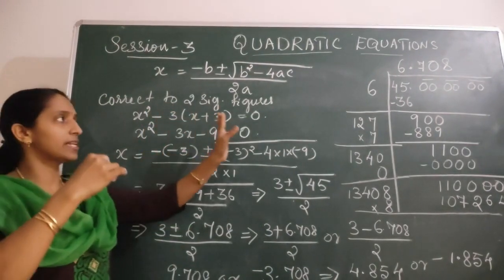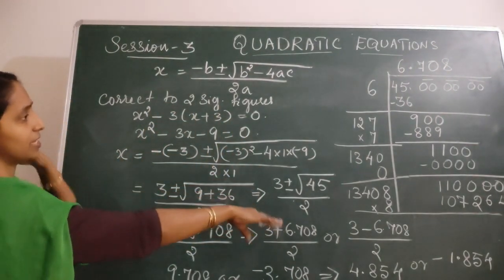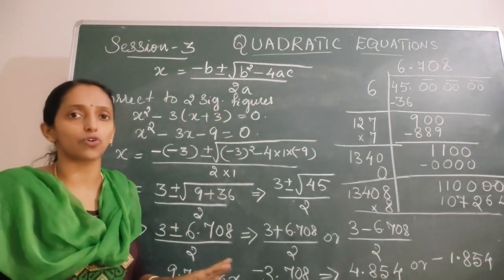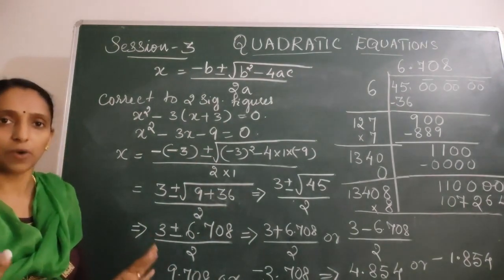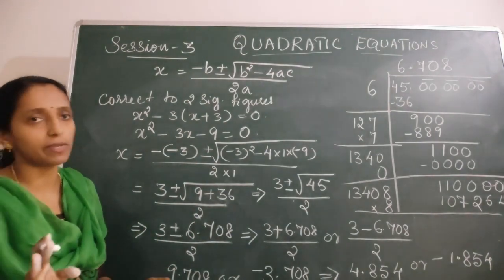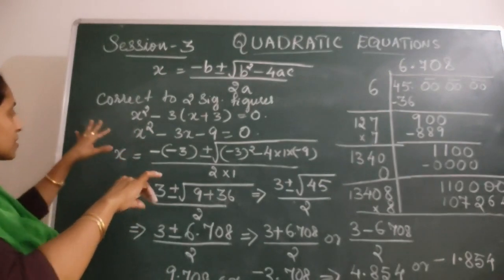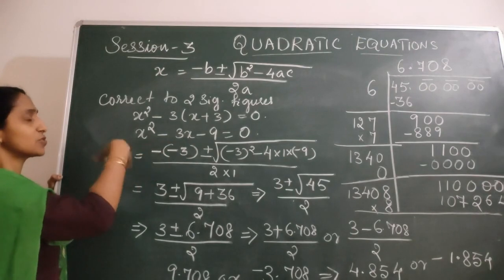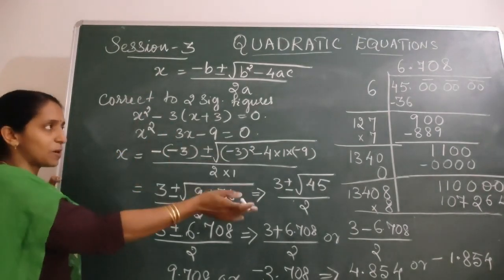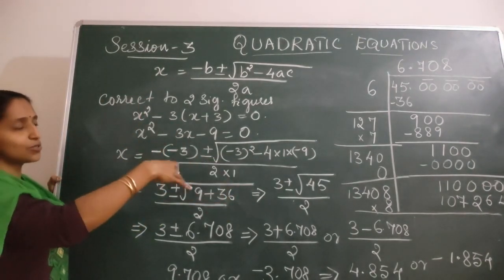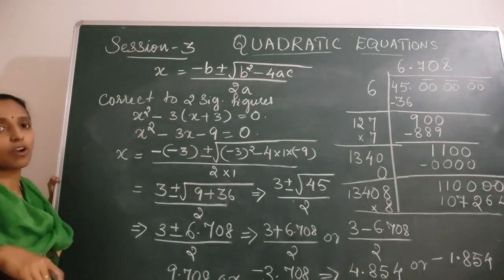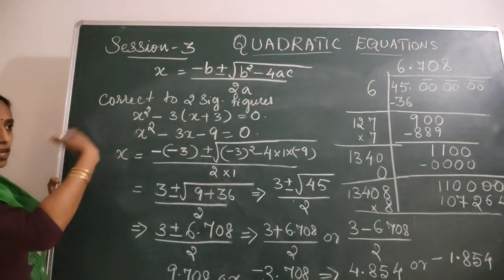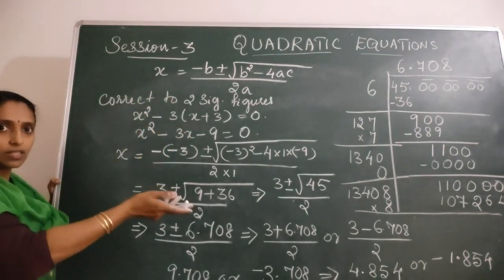So this is the final procedure. Up to the final step, this is the procedure we have to follow to calculate the roots of a quadratic equation by the formula method. Questions will be there from this topic, of course, every year, either corrected to two significant figures or three significant figures or decimal places. If you have gone through the question papers, every year you can see: solve by formula method and give your answer corrected to decimal places, or to two or three significant figures.